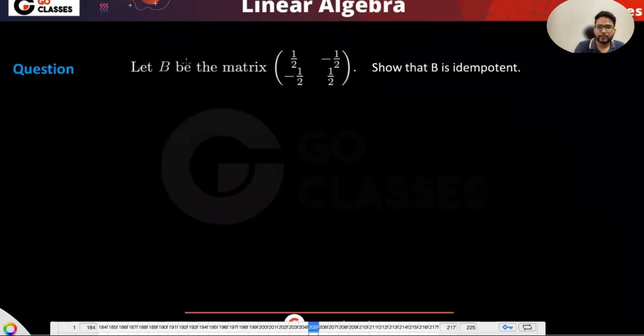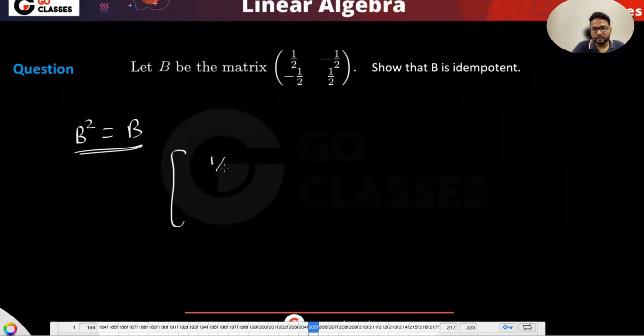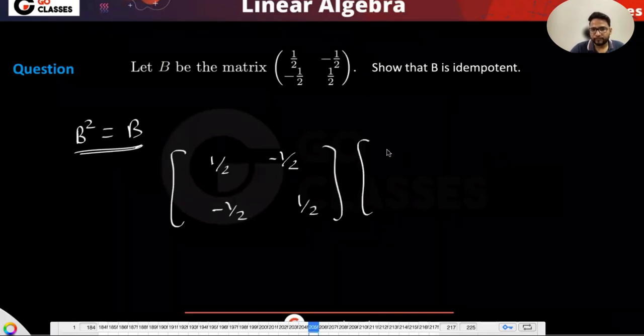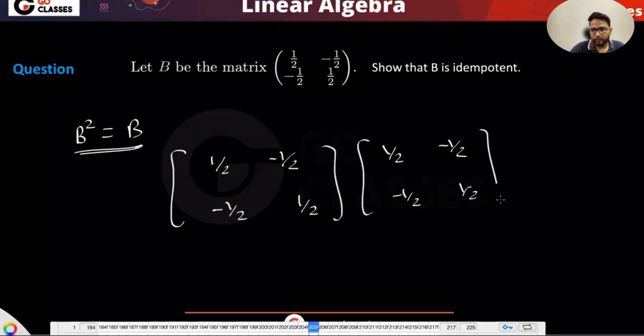Okay, let's see this. They're saying that suppose B is this, then show that B is idempotent. I think you can do it. B square equal to B, that's what you need to prove. And this is 1 by 2, minus 1 by 2, minus 1 by 2, 1 by 2. And this is the same thing, 1 by 2, minus 1 by 2, minus 1 by 2, 1 by 2. You can just check: 1 by 2 into this and minus 1 by 2, and you will have again the same thing. You can just do it as homework.